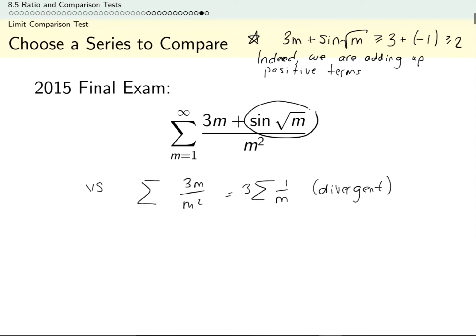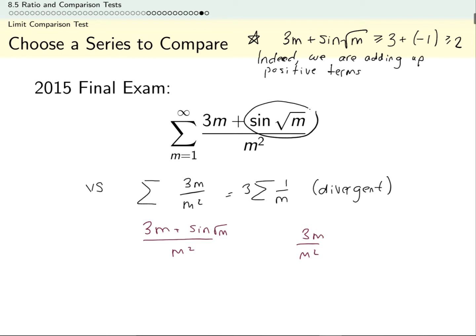However, my inequality doesn't go in the right way to use the direct comparison test with these two series. The inequality isn't even consistent. Sometimes sine m is positive and the left one is bigger. Sometimes sine m is negative and the right one is bigger. So there's not even a consistent inequality. Ordinarily, at this point, I would go to the limit comparison test. But in this case, I'm going to hang on a little bit longer.